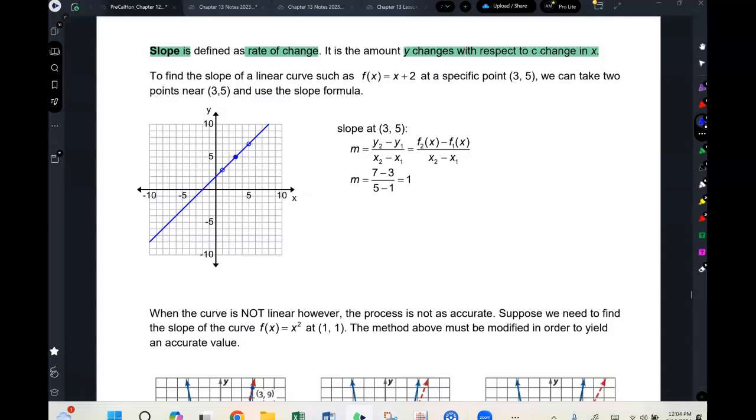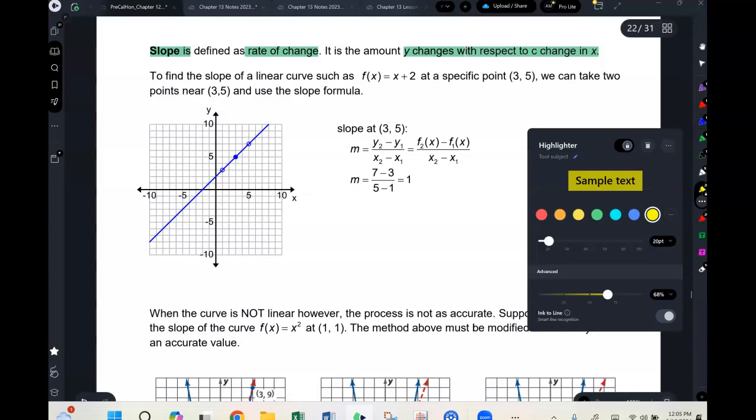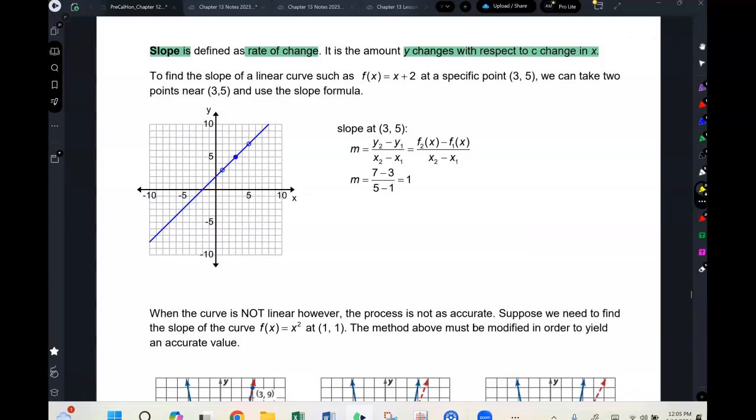You take 2 points. So suppose we wanted to find the slope at a specific point, (3, 5), this point right there. One thing I can do is take 2 points near that point and find the slope of that. So if the highlighted point is where I want to find the slope, I can find 2 points close to it or around it, find the slope of that, and that's the slope at (3, 5).